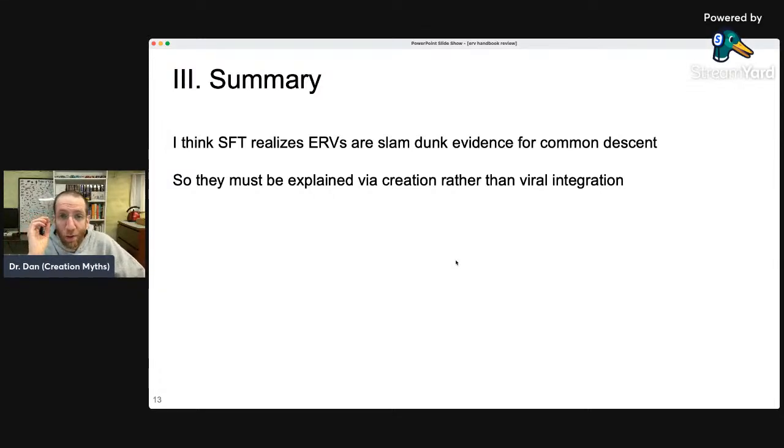What I think is going on here is that SFT realizes, as a young Earth creationist, that ERVs are just slam dunk evidence for common descent, right? If ERVs are actually the result of viral integrations, then that's straight up common descent. Because the sites are probabilistic, the mutations that occur are probabilistic. Both of those things generate your nested hierarchies. It's a giant billboard that screams common descent. So, as a creationist, you have to come up with an alternative. And the alternative is that they were created in place rather than being the result of viral integration.